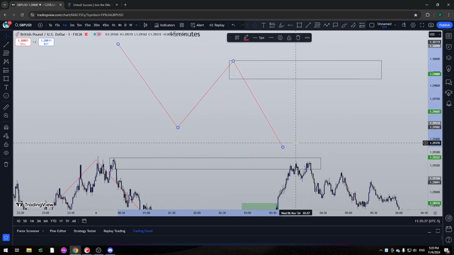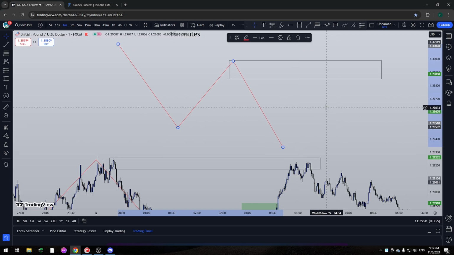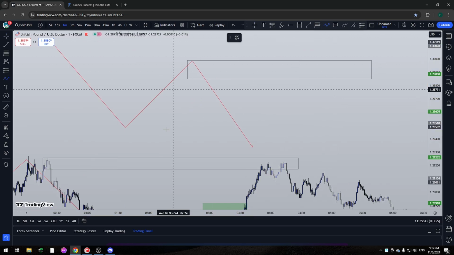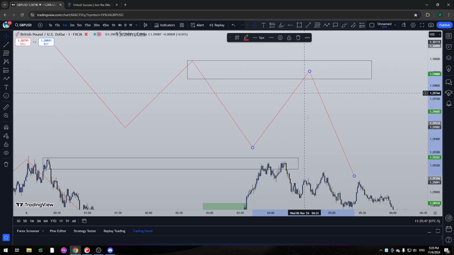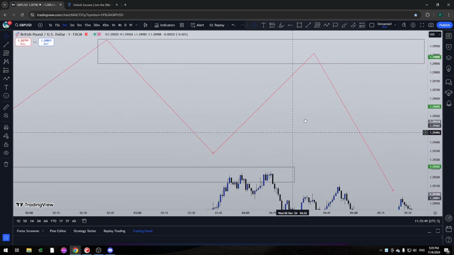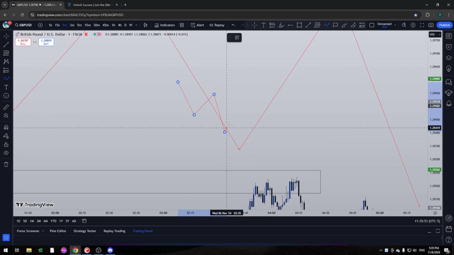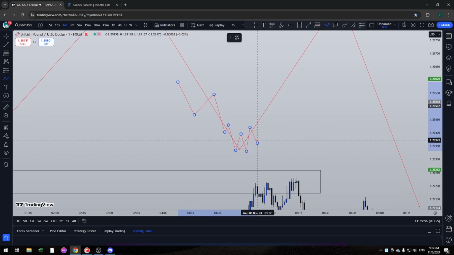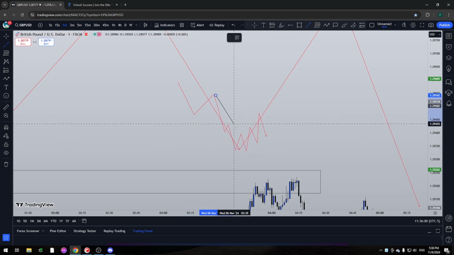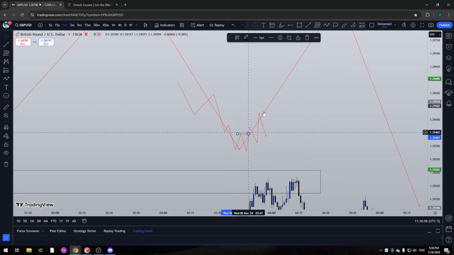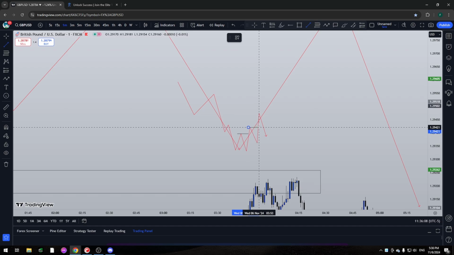Sure, if you're a swing trader, you wait. But if you're a scalper like me, you don't want to wait that much. So what do we do? Instead of waiting for this, we check out what's happening here. We got our down movements, and we start breaking highs. Liquidity is building up. Don't worry, we don't even need that. We start breaking highs, so this high gets taken out. This high gets taken out.